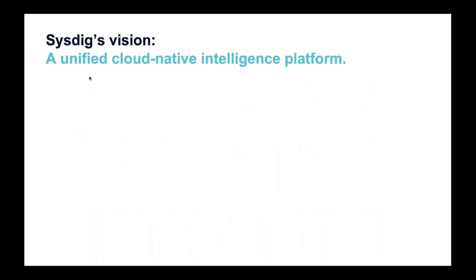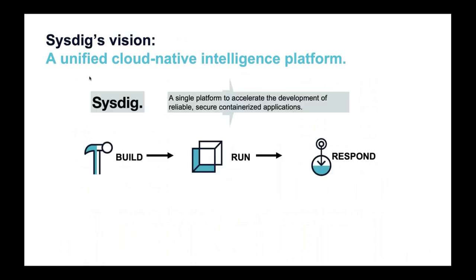So the vision really here is a unified cloud native intelligence platform. A single platform that allows you to accelerate your development of reliable, secure, and healthy containers. What we call build, run, respond is the container lifecycle, where starting with the build phase, this is pre-deployment, where you're able to block multiple images, visualize your topology, and so on.